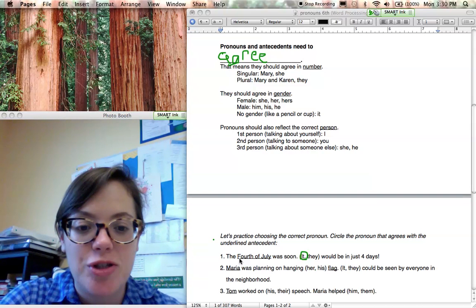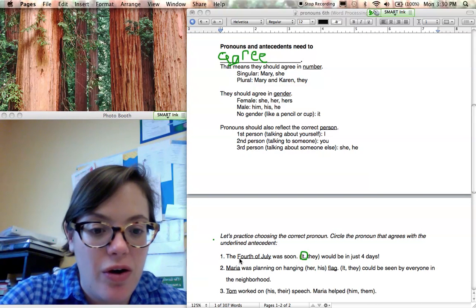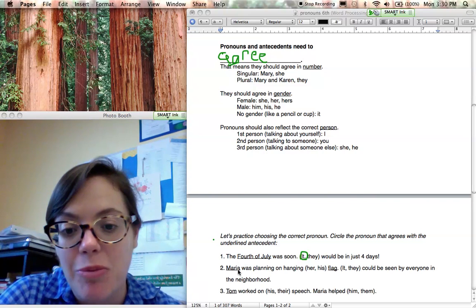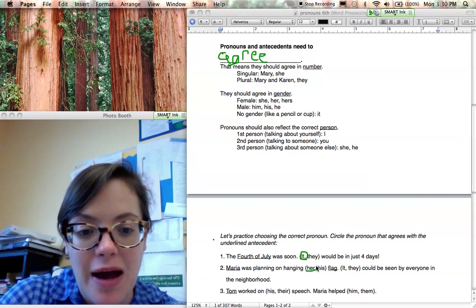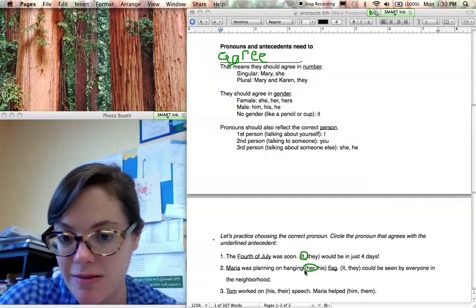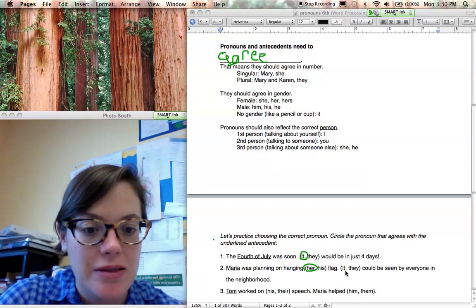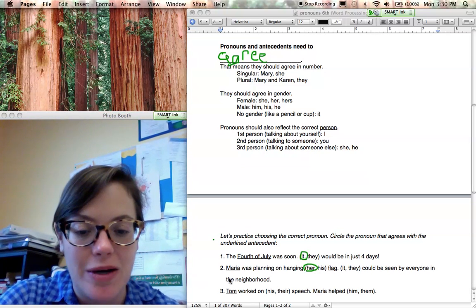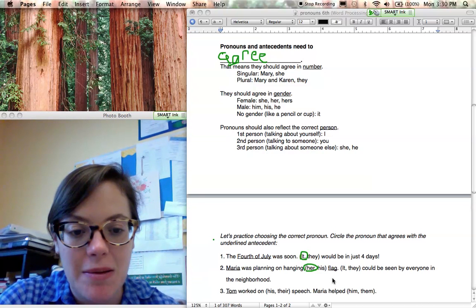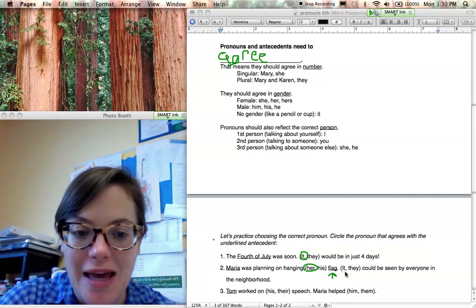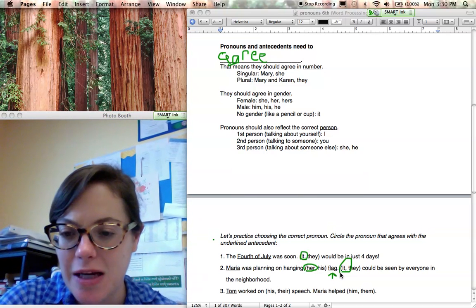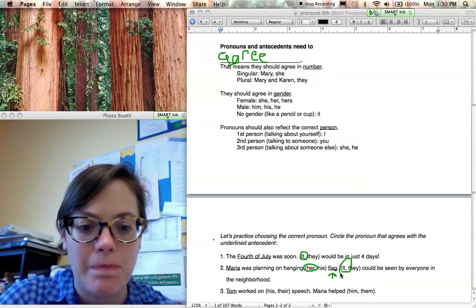Now, number 2, Maria was planning on hanging her or his flag. Now, Maria is a girl's name, so I want to use the pronoun her, not his. Now, it or they could be seen by everyone in the neighborhood. Now, I'm just talking about one flag. So I'm going to say it. I'm not talking about lots of flags. I don't need to say they.